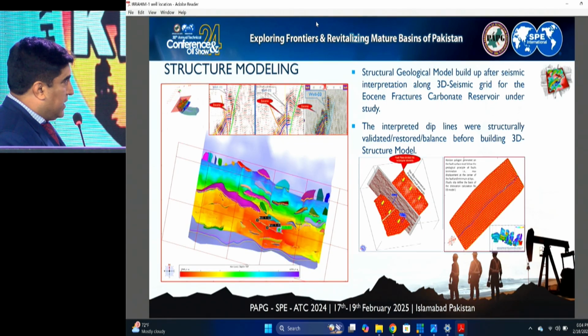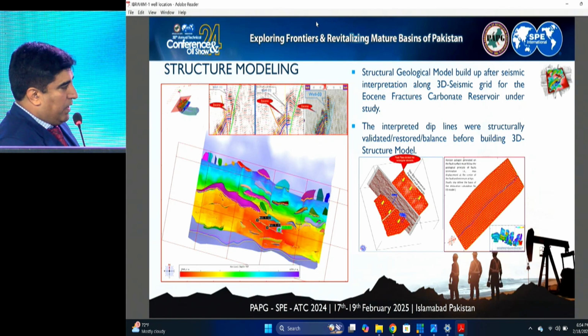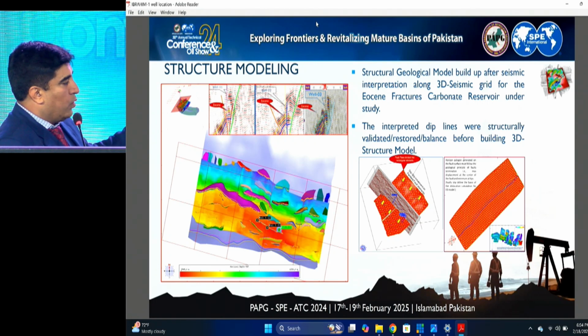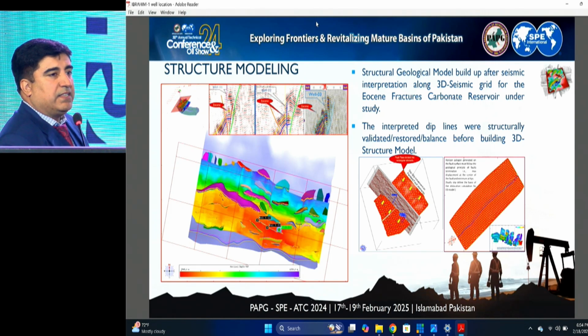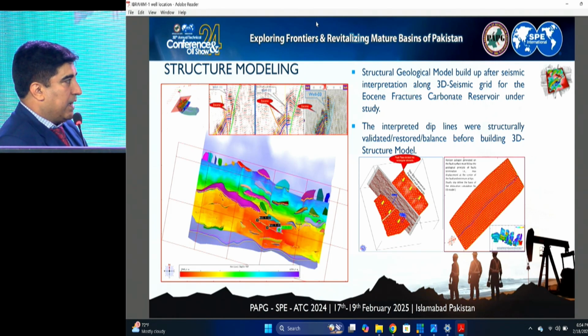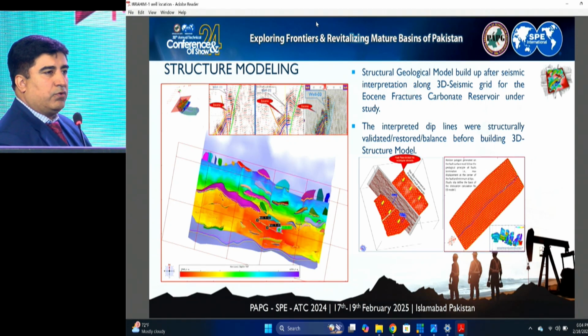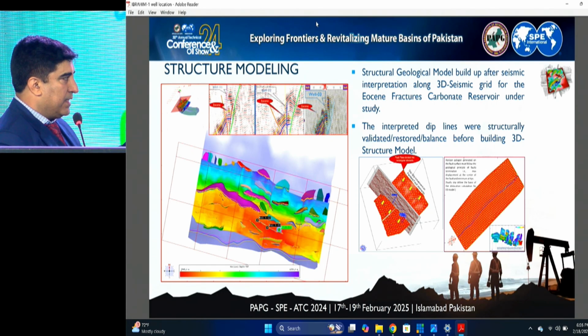This is the general structure model of our area, in which you can see that there is a basal thrust, and this reservoir is just rolled over along this basal thrust, and it is dissected by a number of thrusts and back thrusts in that area. And during this structure model building, on every fifth or sixth line, we have done the structure restoration, validation, and balancing.